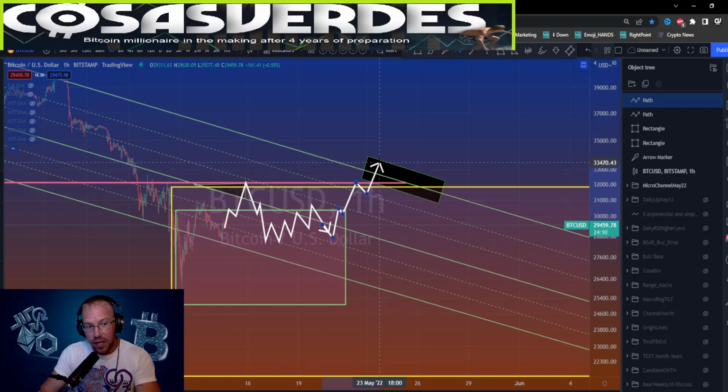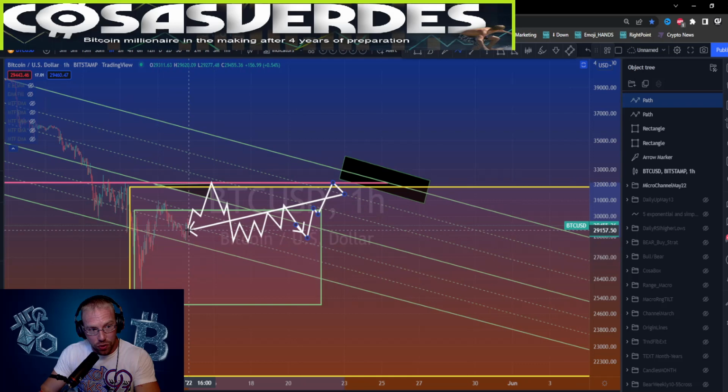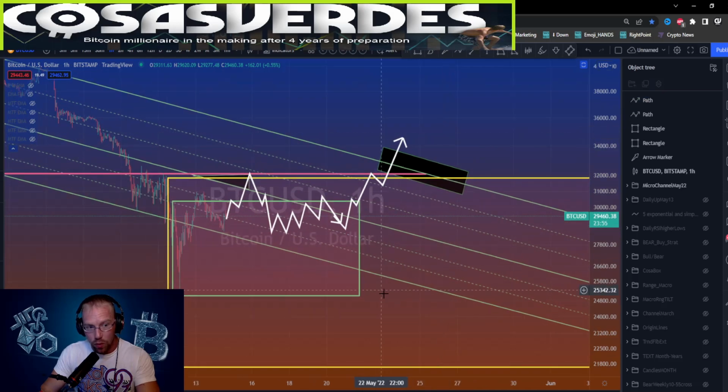I think if it does break out within 8 to 10 days, I think it's going to hit this line, because that's when this pink line, which is the neckline of the inverse head and shoulders over here, hits the top of this channel. And when 2 important lines cross, price likes to get sucked into it. And that would be roughly what you're going to see there.